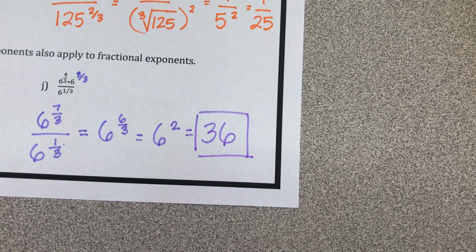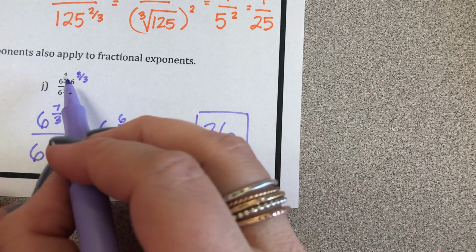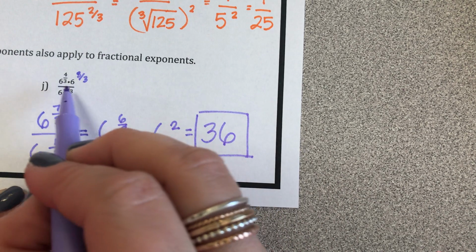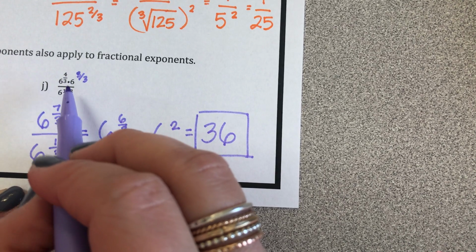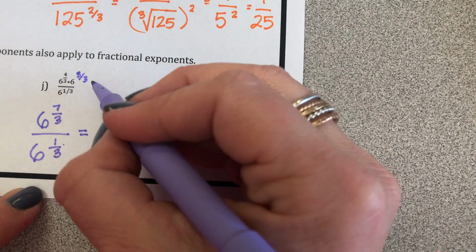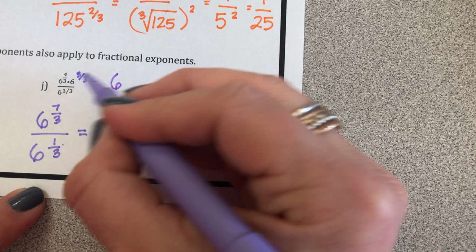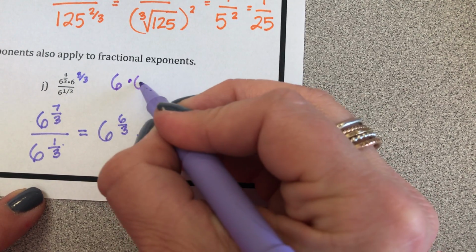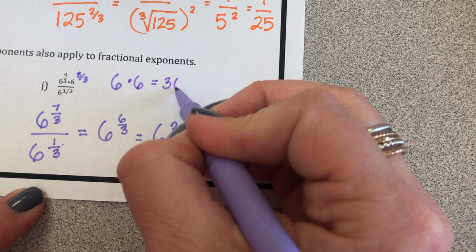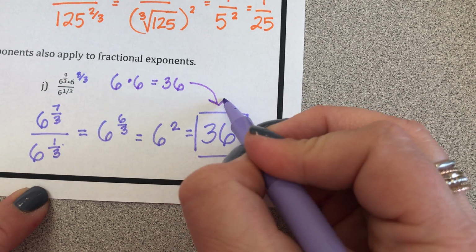Okay, and in case you were going to ask, which you may have, I would have gone ahead and multiplied up here first, but you could also have reduced, right? 4/3 minus 1/3, and I would have had 6 to the 3/3, which is just 6. And then you would have had 6 times 6 is 36. Exact same answer.